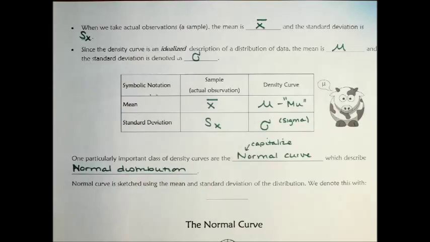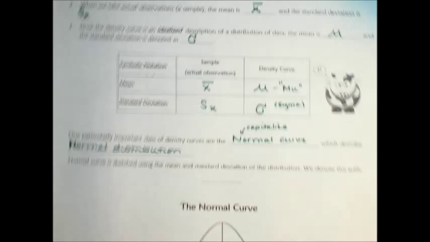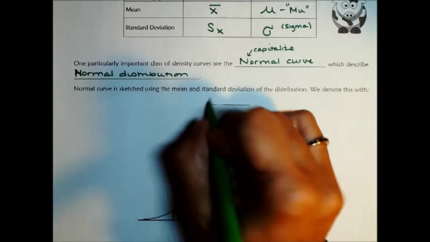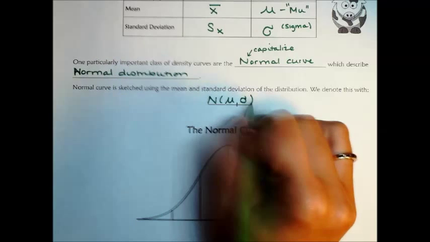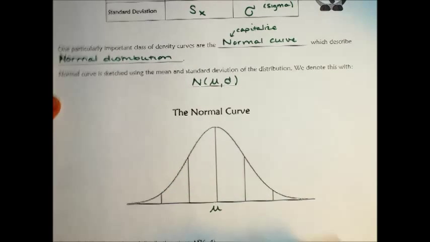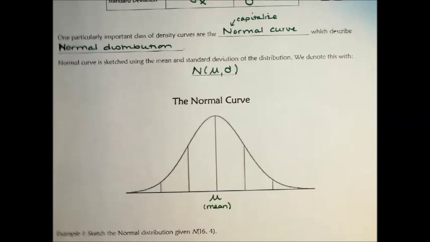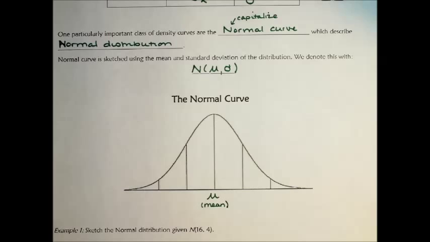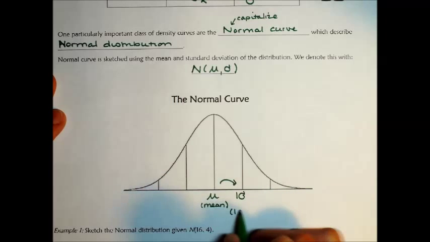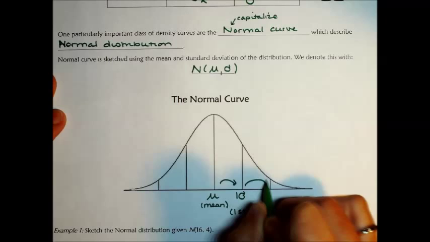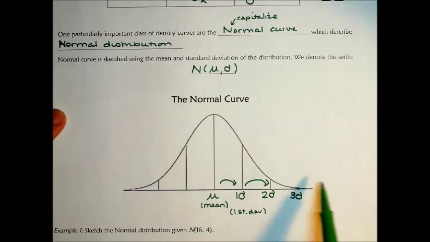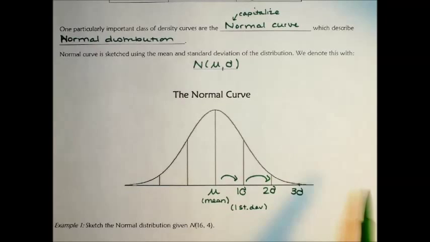A Normal curve is sketched using the mean and standard deviation of the distribution. We know that in a symmetric data set, we use the mean and standard deviation to describe the center and the spread. And the way we denote this is a capital N, mu, and sigma. So here's an example of a Normal curve. Right down the center we know is going to be mu, or the mean. The rest of the Normal curve is filled in using the standard deviation. If you take one step to the right, we call that one standard deviation. Another step to the right, two standard deviations. And then one more step, three standard deviations. Yes, it does go beyond 3 standard deviations. However, typically when we do a Normal curve, we stop at 3.